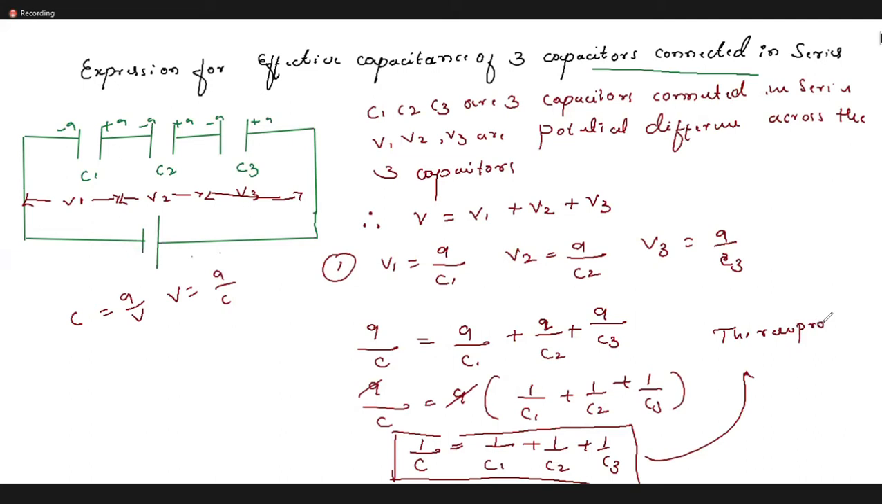Ma'am, for three capacitors connected in series, is the potential difference the same or different? It is different, in a series connection. It is V1, V2, V3. Okay, ma'am.